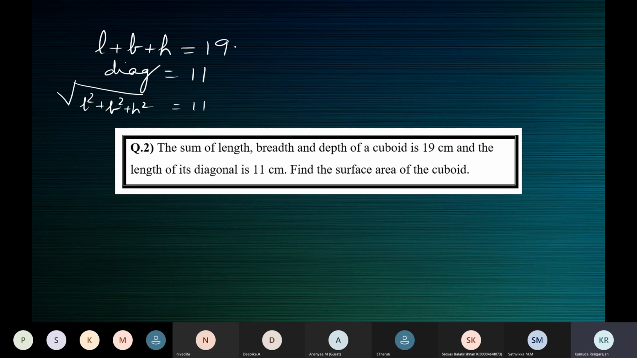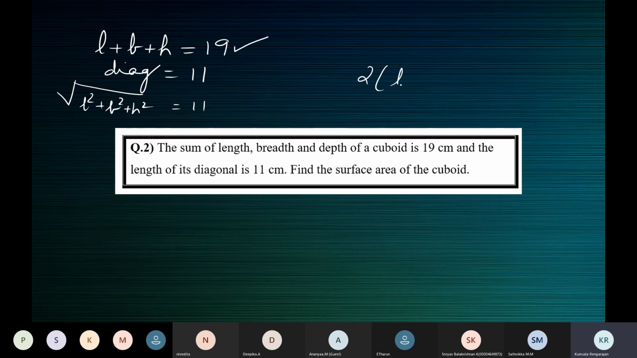We are given that L plus B plus H is 19, the sum of the length, breadth, and height. The length of the diagonal is 11 centimeters, which means the square root of L square plus B square plus H square is 11. Now we need to find the TSA of the cuboid.